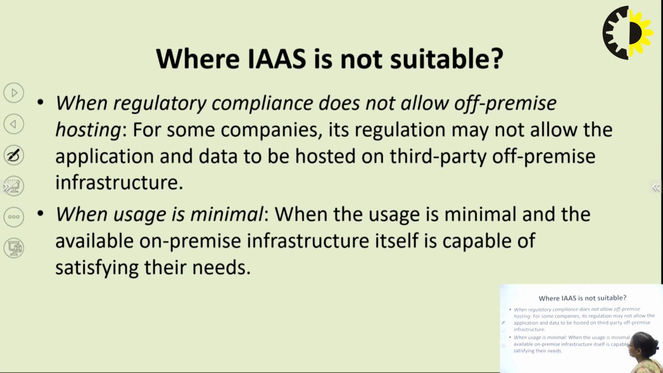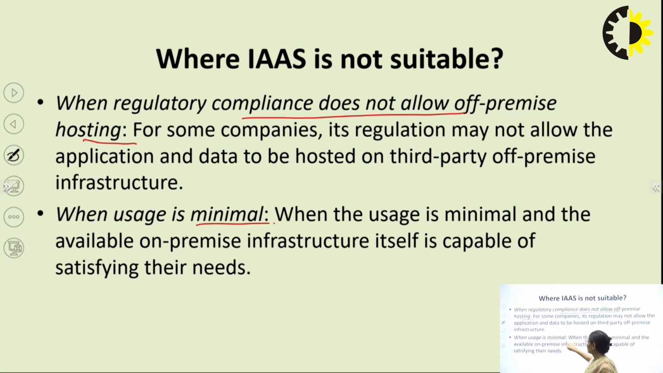Where IaaS is not suitable: there are certain situations, or you could say conditions, in a business where it is not good to go on a cloud. So what are these? When regulatory compliance does not allow off-premise hosting. That is, your organization wants to go for certain kinds of government compliances or standards. Then in that case, those compliances don't allow going for a cloud. In that case, you need to go for on-premise infrastructure.